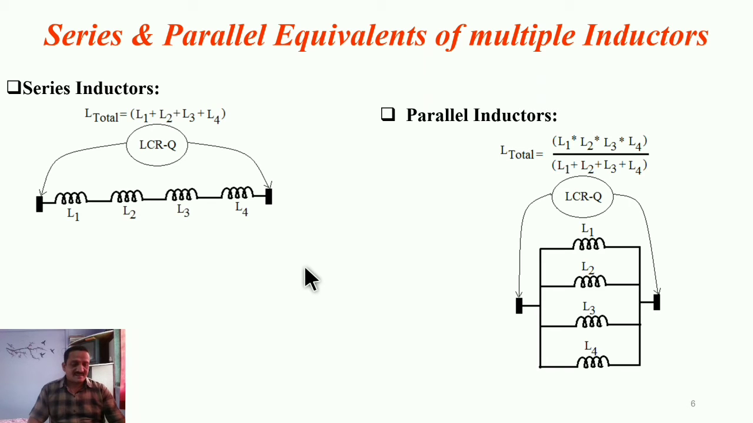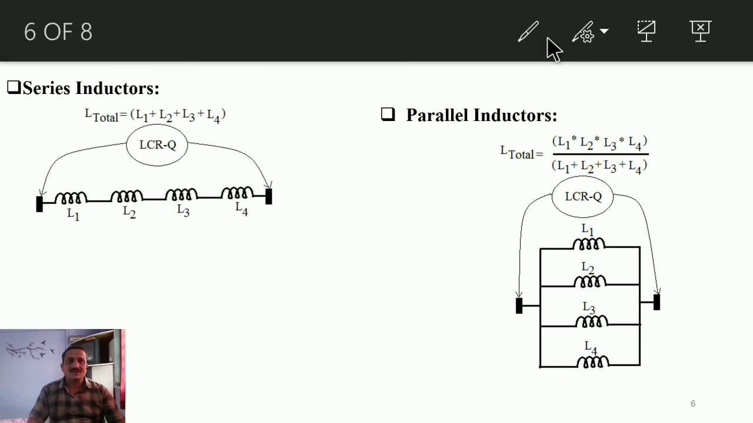Now same as that of a resistor, the series and parallel equivalents are calculated. Whenever inductors are in series, the equivalent is simply the addition of the inductances of all the inductors. So as shown over here, L1, L2, L3 and L4 are connected in series, and using an LCRQ meter to measure the inductance of this total series combination, L total equals simply the sum of all of them, that is L1 plus L2 plus L3 plus L4.